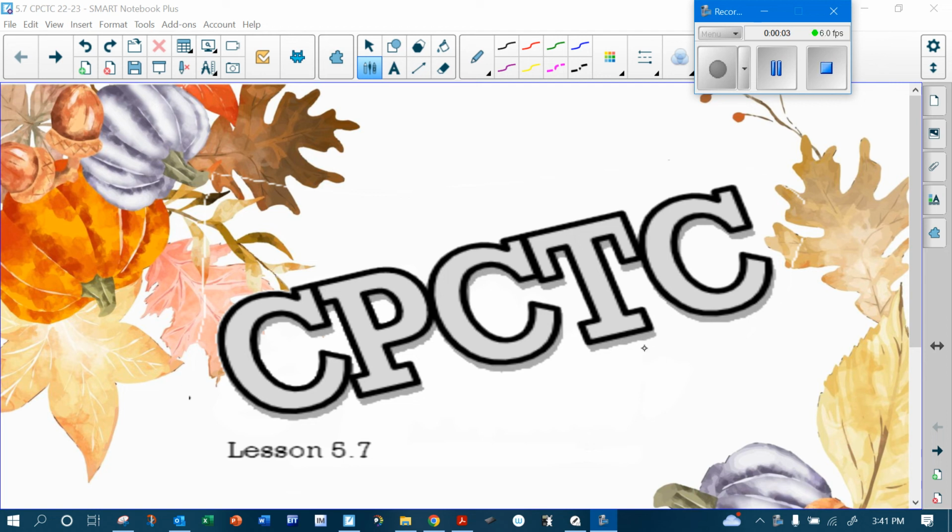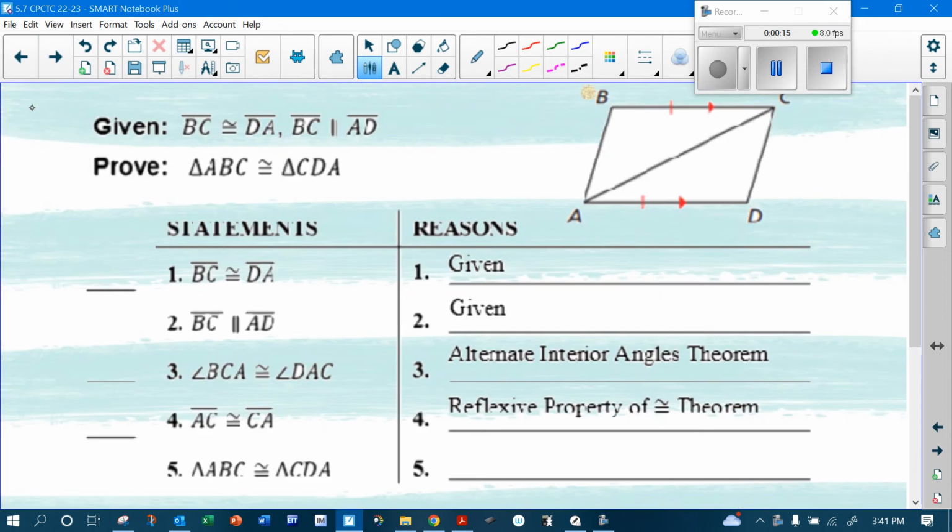All right, so this is the last part of chapter 5, and this is over CPCTC. So let's get into what that just might mean. First off, remember when we did proofs in chapter 2? Well, we're going to do them a little bit today too.